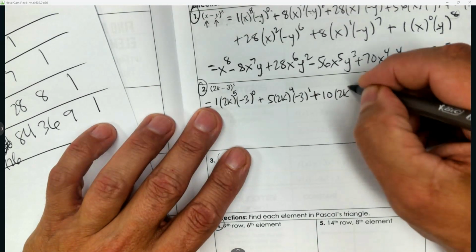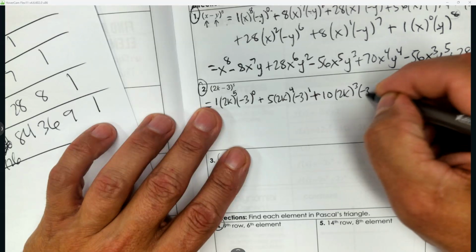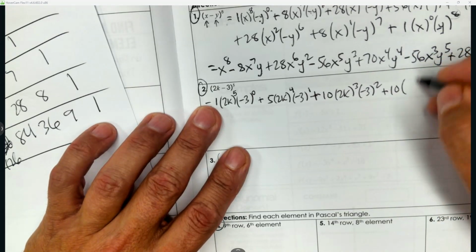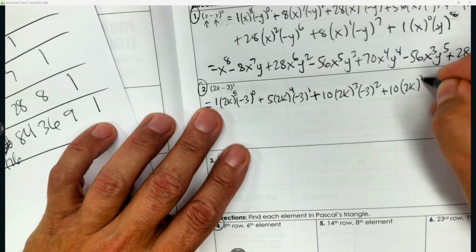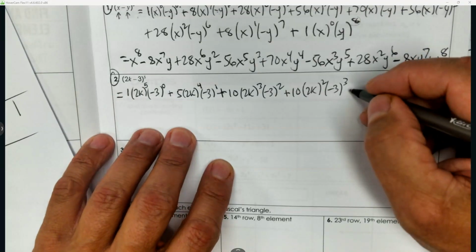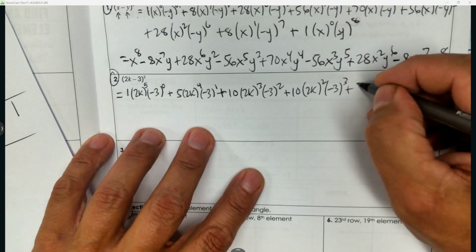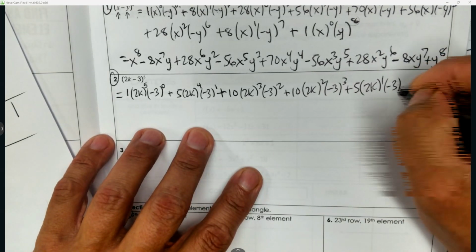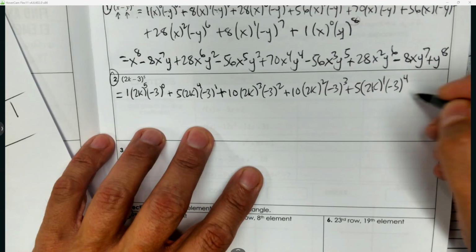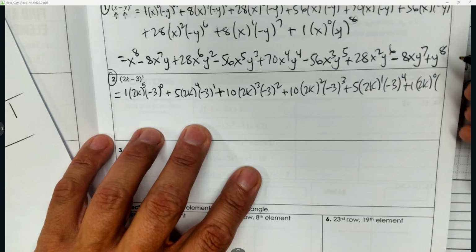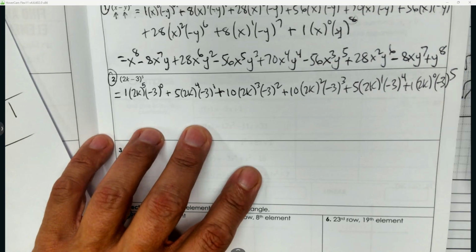Then 10, that is 2k to the 3, and negative 3 squared. 10 again, 2k squared and negative 3. After that is 5. We're almost done. 2k to the 1 and negative 3 to the 4. And then 1, 2k to the 0, and negative 3 to the 5.